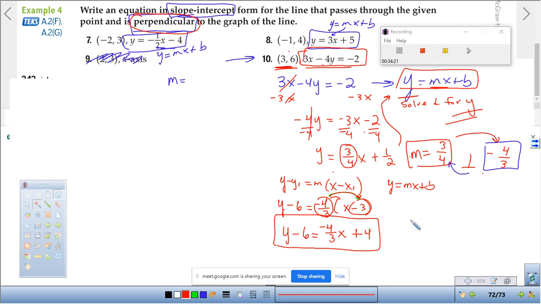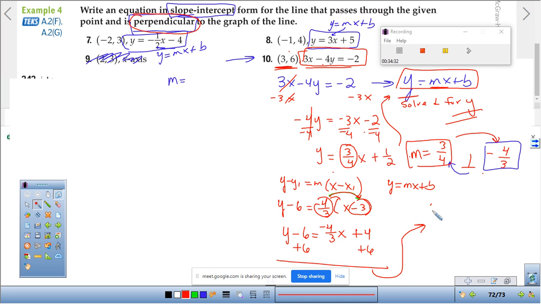Almost done, right? Now we add 6. We're going to add 6 here, add 6 here. Now, if you don't mind, I want to come and write it up here. We have y, these cancel out, equals. Well, there's nothing that happens here, so you can rewrite that -4/3 x, and this plus 10. And there it is. Oops, I forgot something. Don't worry about it. I understood it. Keep it up.